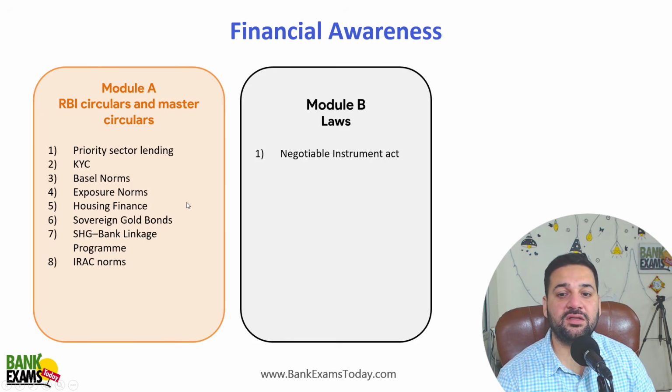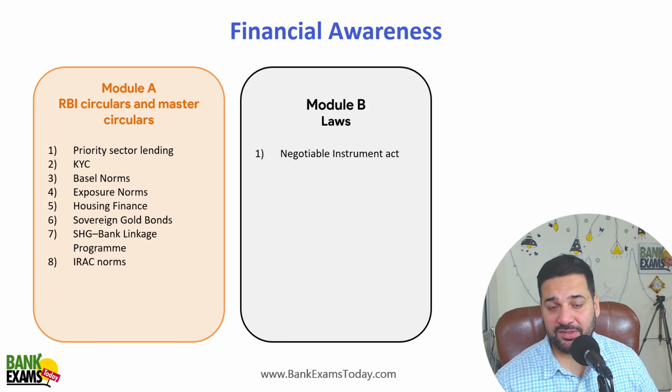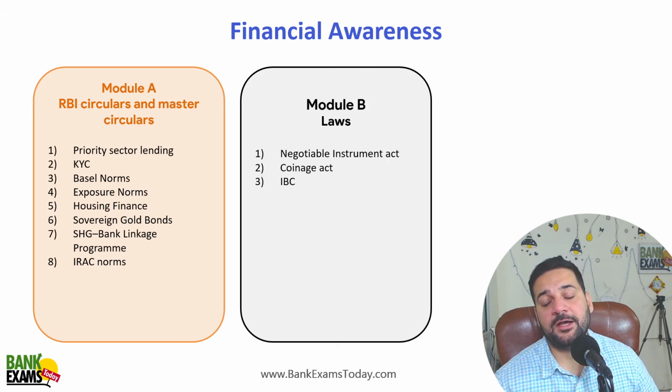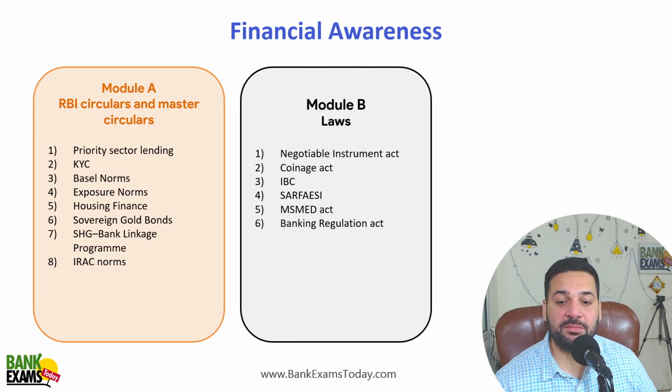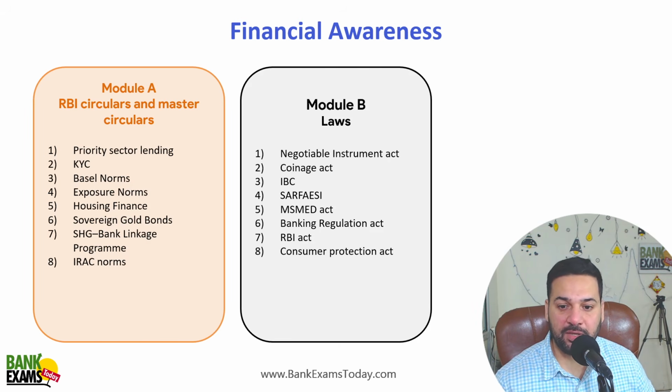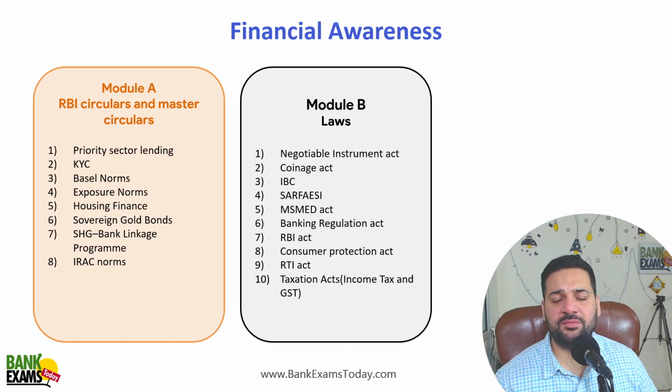Moving forward with the laws, it's almost similar for Scale 2 and Scale 3. Negotiable Instruments Act is very important. Coinage Act, Evidence Act, Banking Books Evidence Act, IBC, SURFAESI Act, MSMED Act, Banking Regulation, RBI Act, Consumer Protection and RTI Act, right? And then some parts of Taxation Acts.